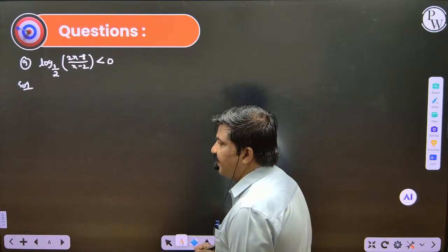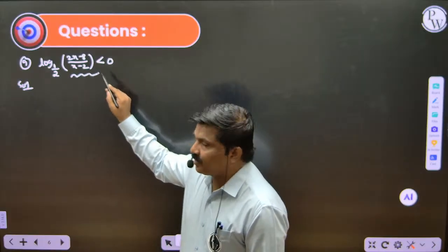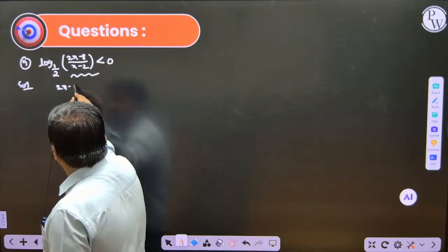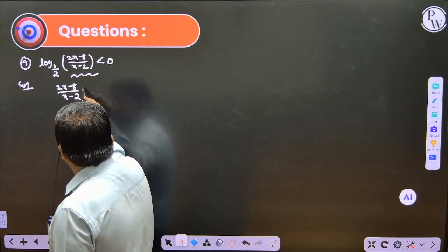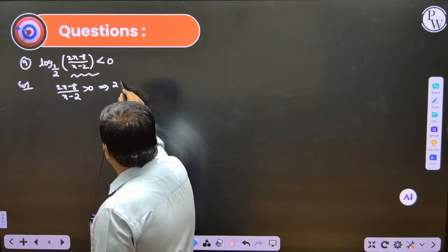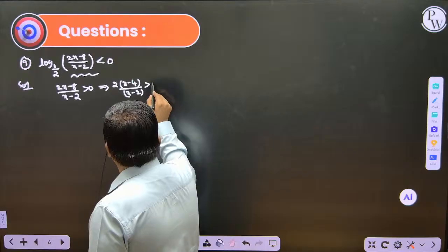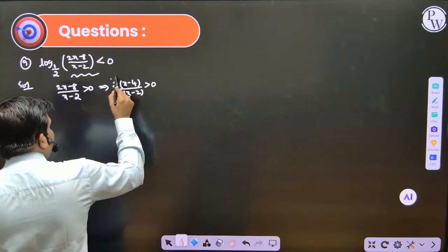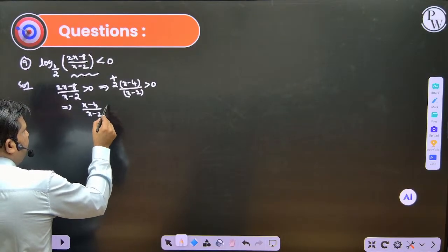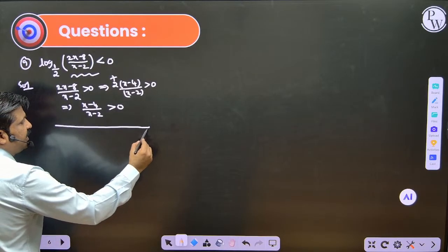Before solving this inequality, you must find out its domain. What is the domain? 2x minus 8 by x minus 2 should be greater than 0. That implies, taking common, x minus 4 by x minus 2 greater than 0. But 2 is a positive value, you can ignore it. Simply x minus 4 by x minus 2 is greater than 0. Apply the wavy curve here.